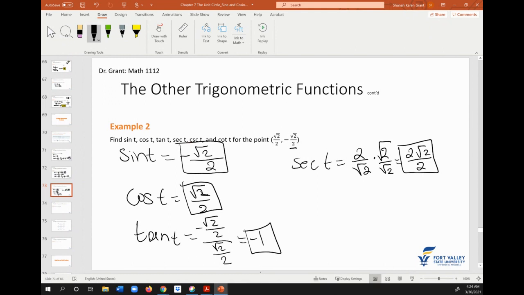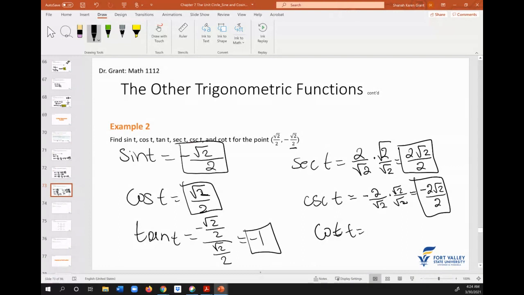Okay, next let's look at cosecant, which is 1 over sine, or you could just flip sine. You get your answer. And cotangent is going to be cosine over sine. Also negative 1.